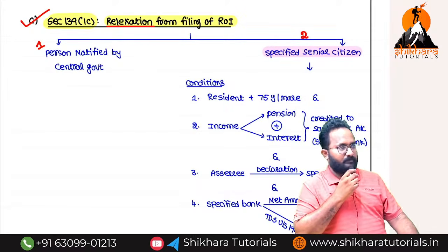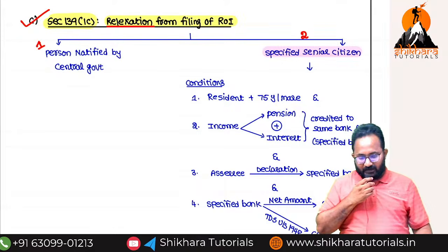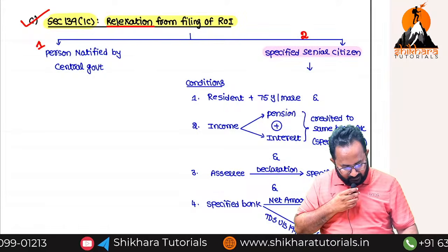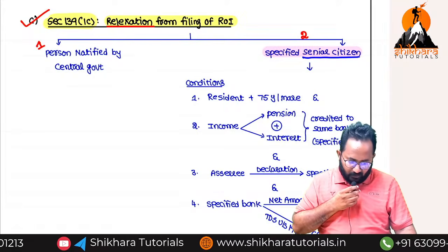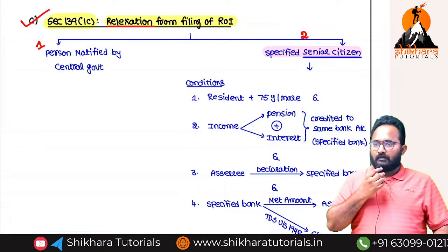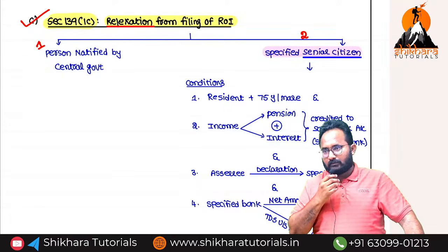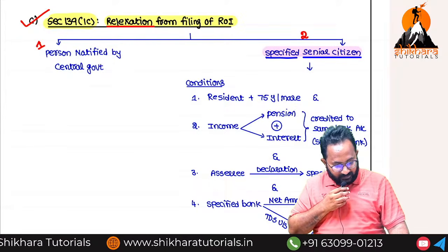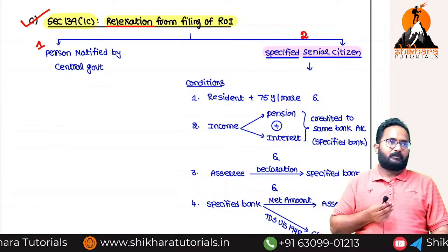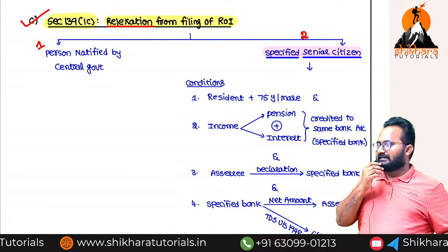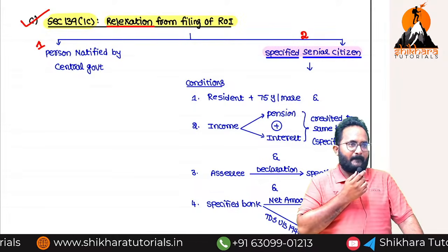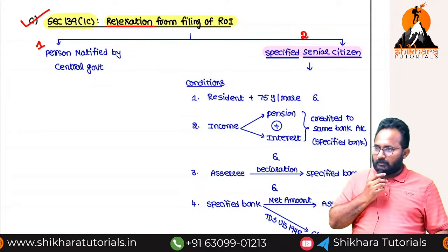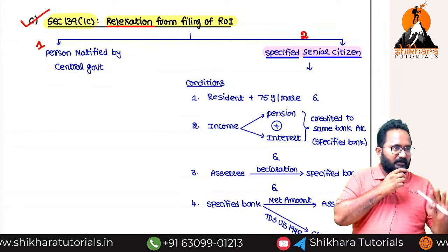Specified senior citizen. Please tell me, specified senior citizen means whom? Senior citizen I know already. What is that age? 60 years or more. But what do you mean by the specified senior citizen? 80 or more is super senior citizen or very senior citizen. Senior citizen means 60 or more. Very or super means 80 or more.